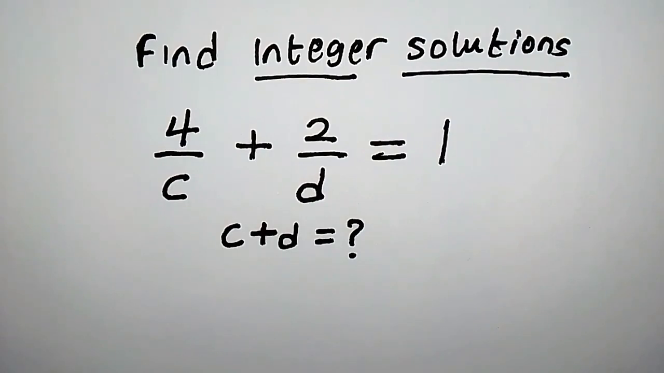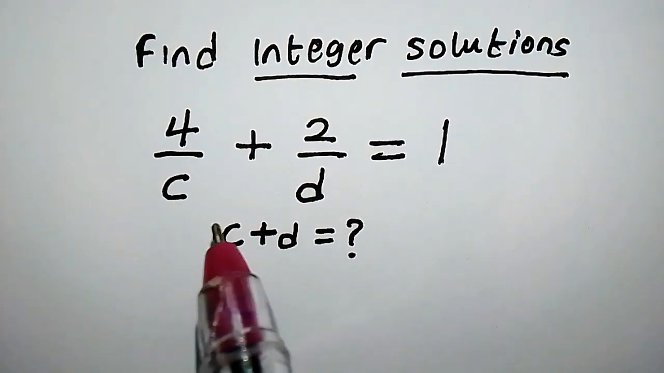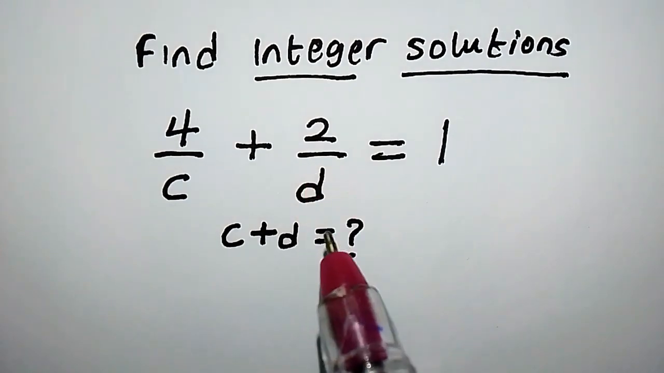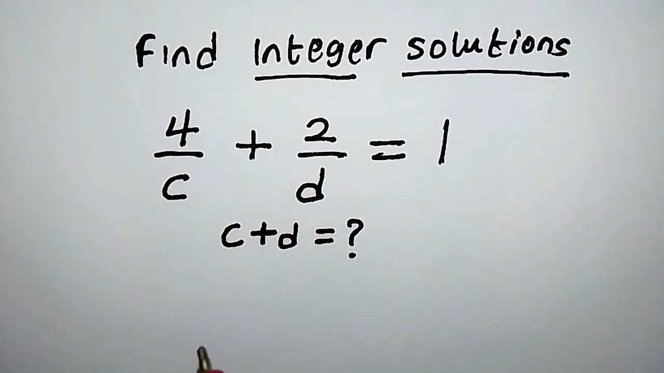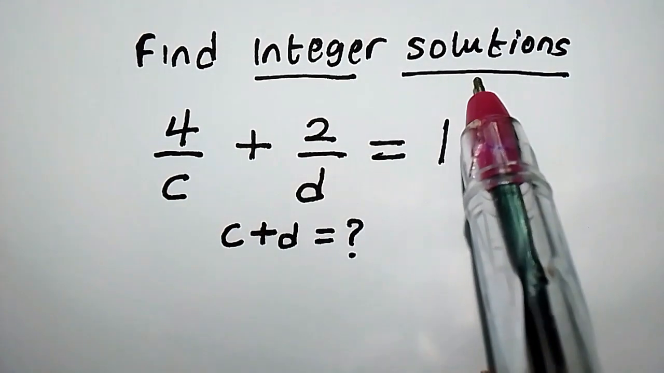Hello, welcome. 4 divided by C plus 2 divided by D equal to 1. How do we find C plus D? Before we go ahead with the solution, there is a condition here. We are looking for integer solutions.